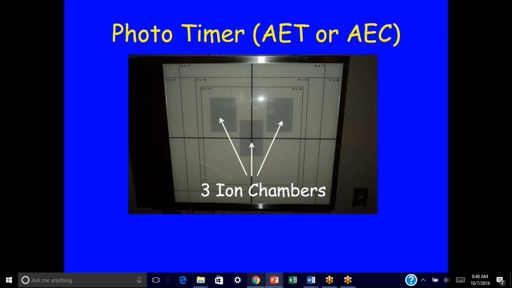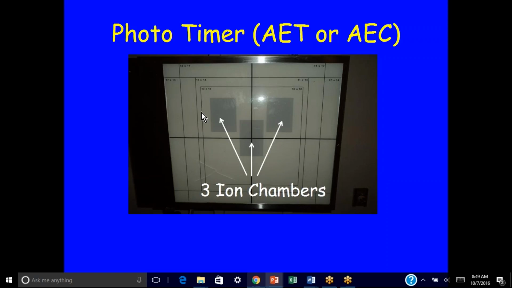Modern machines, when we use the so-called photo timers, remove one decision level from the tech. The tech doesn't have to set the time. The machine turns itself off at the correct time. How does it know how to turn itself off? It has a series of 3 chambers shown over here.